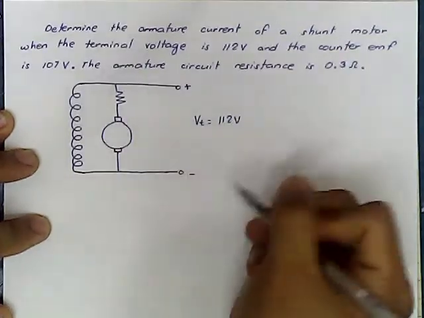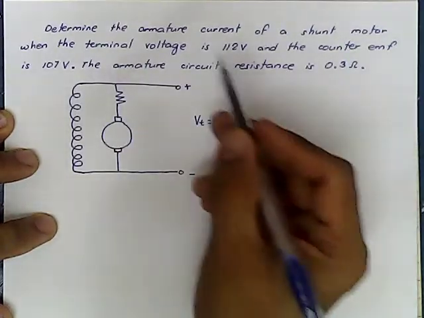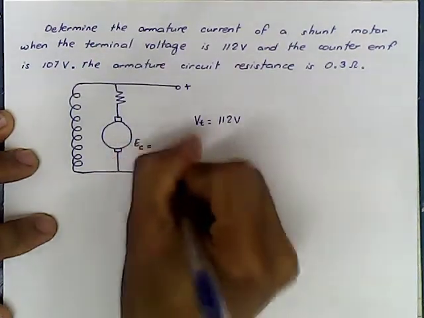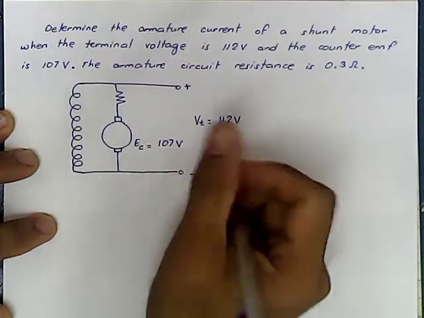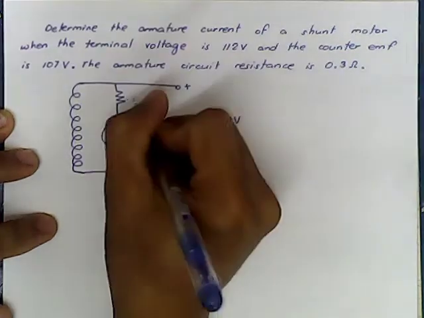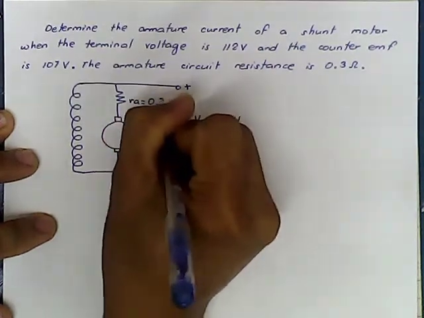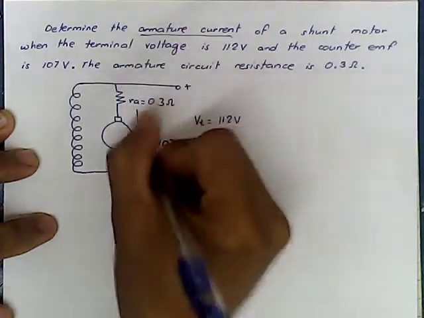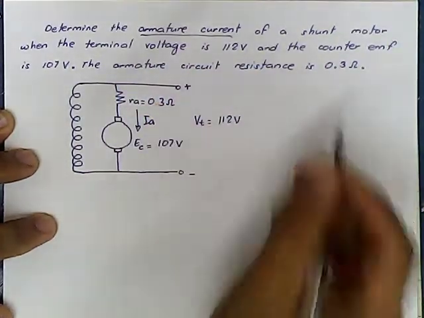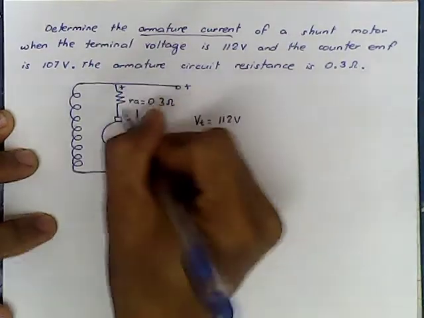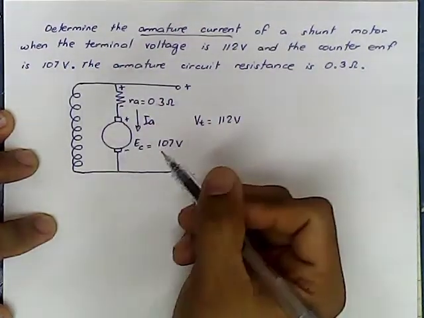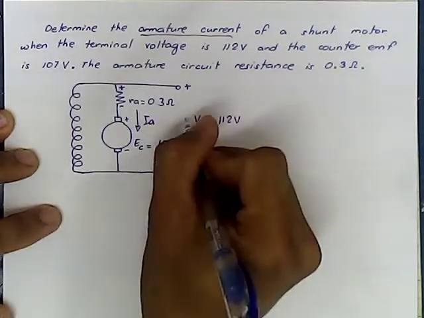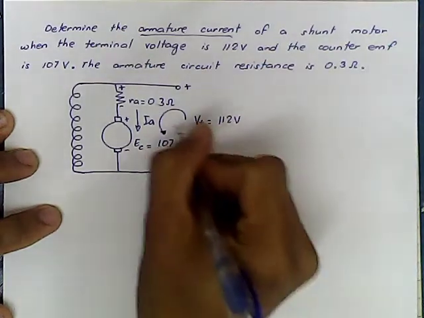So that is the positive and the negative. Our counter EMF is 107, so EC is 107 volts. Then we have the armature circuit resistance, which is 0.3 ohm. Next, what we are looking for is the armature current, that is IA. So let's also establish the positive and negative of our parameters according to the direction of our current. Now, let's establish a loop.